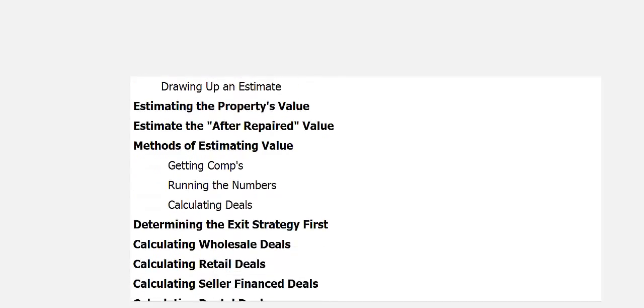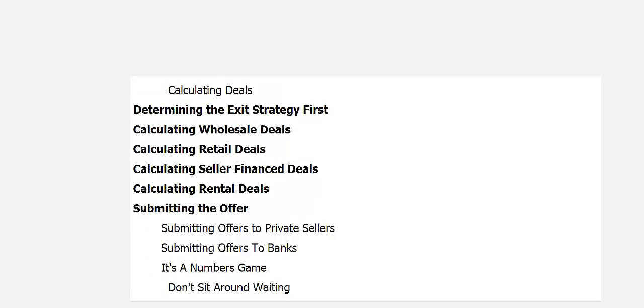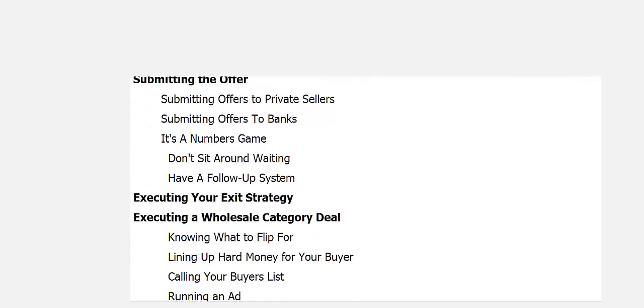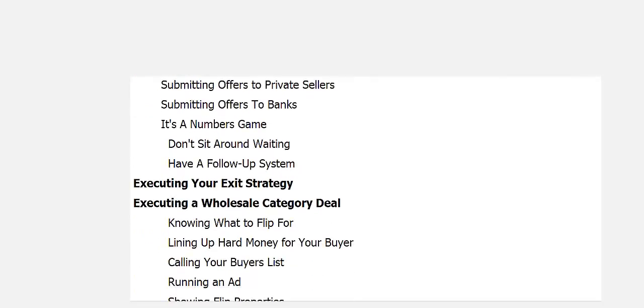Calculating deals. Determining the exit strategy first. Calculating wholesale deals. Calculating retail deals. Calculating seller finance deals. Calculating rental deals. Submitting the offer. Submitting offers to private sellers. Submitting offers to banks. It's a numbers game. Don't sit around waiting. Have a follow-up system.